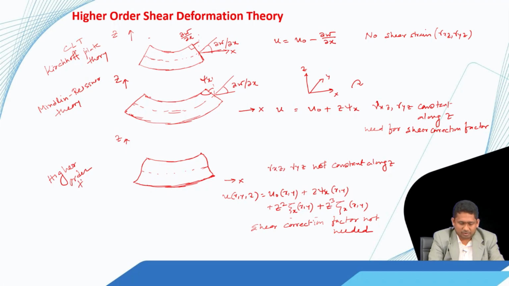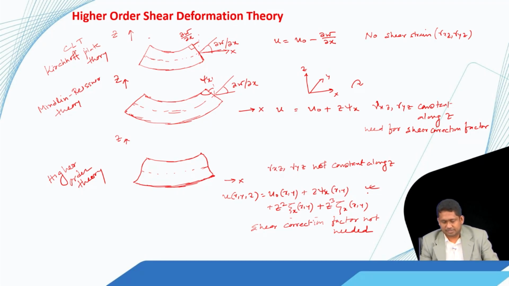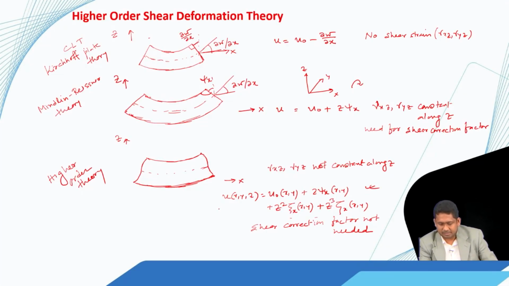Now, there is not one higher order theory, there are various higher order theories. So, we will just talk about one of them, which assumes it to be like this. Now, let us look into its formulation. We have already talked about the kinematic assumption, so this is our kinematic assumption or kinematic consideration.